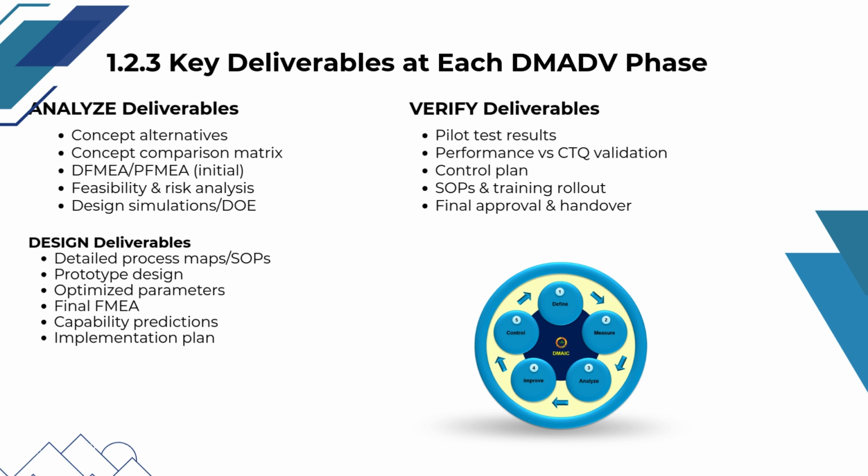The design phase produces detailed process maps, SOPs, prototype designs, optimized parameters, final FMEA, capability predictions, implementation plans, and pilot test results. Finally, the verify phase delivers performance validation against CTQs, control plans, finalized SOPs and training rollout, and the final approval and handover, ensuring the design is robust, operational, and ready for full-scale implementation.